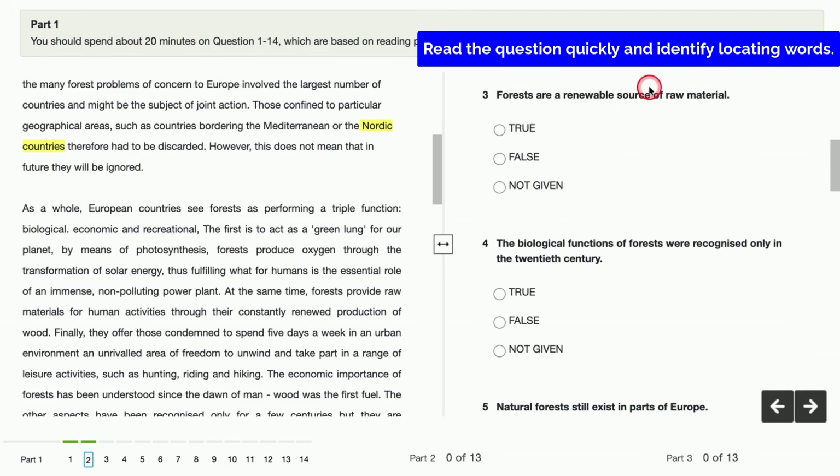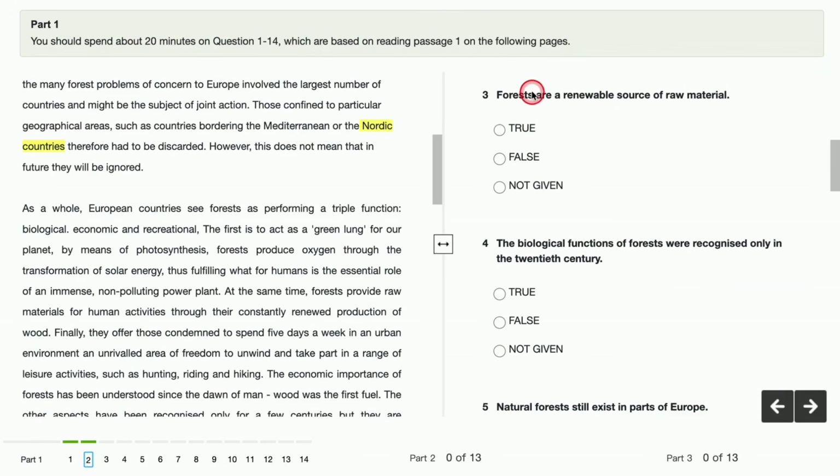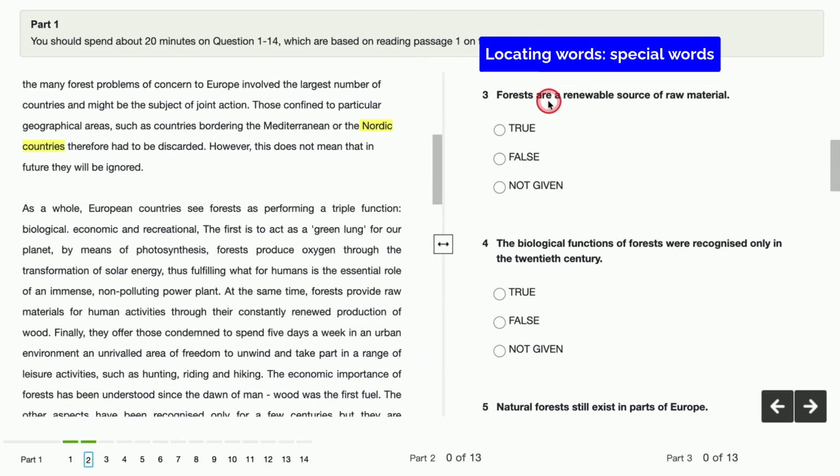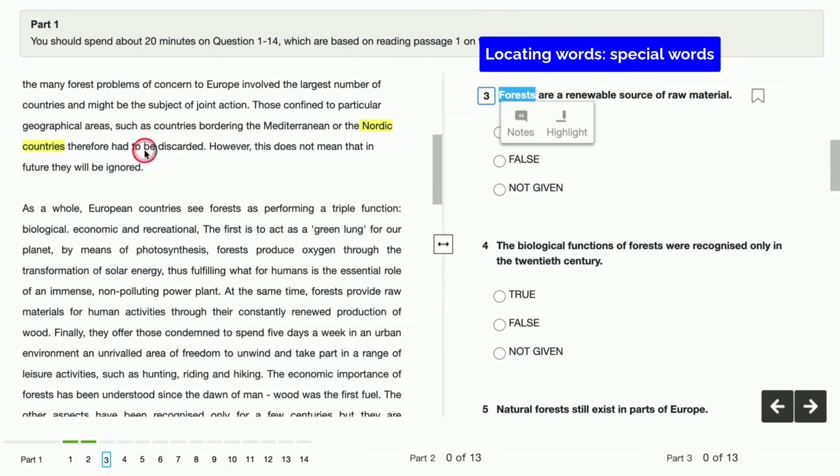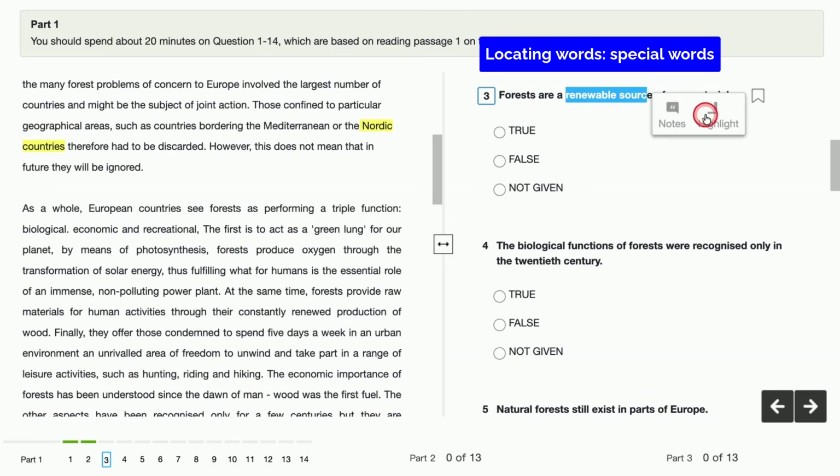Forests are a renewable source of raw material. So this question doesn't contain time references or names. What should we do? In this case, we can use special words to locate the answer. But what are special words? Obviously, we shouldn't use forest to locate the answer because the entire passage is about forests. Renewable source and raw material are more special. We can use either of them to locate the answer. I'm gonna choose renewable source as the locating words.